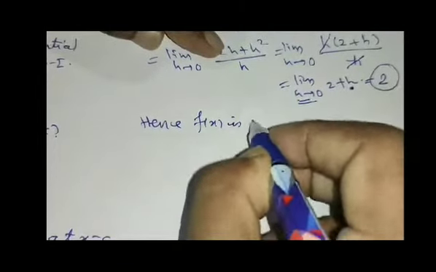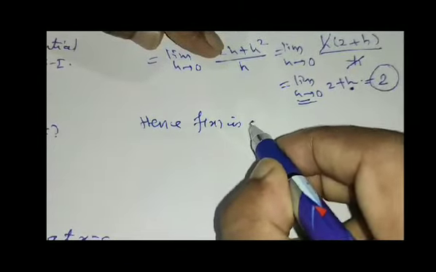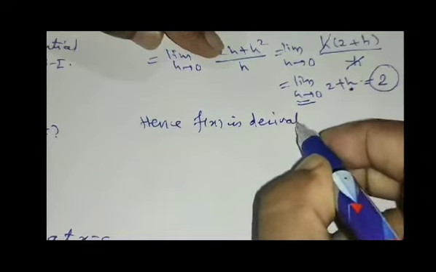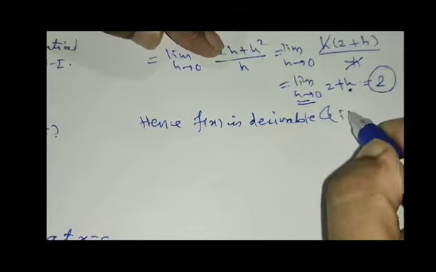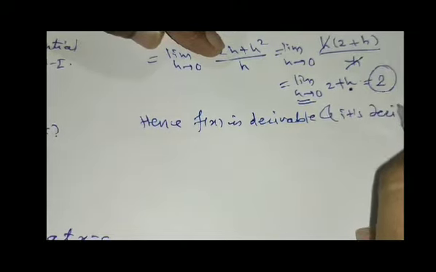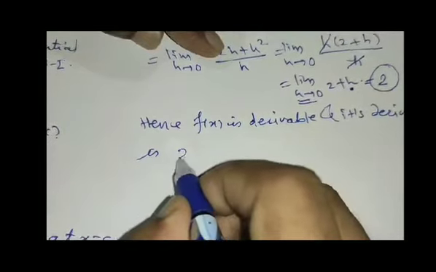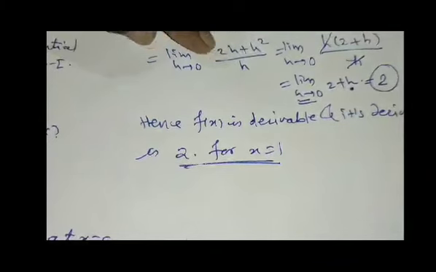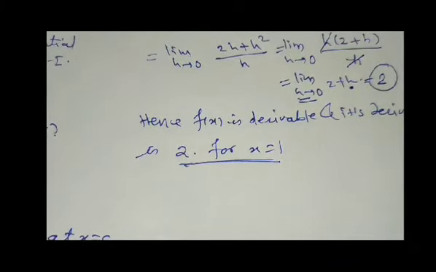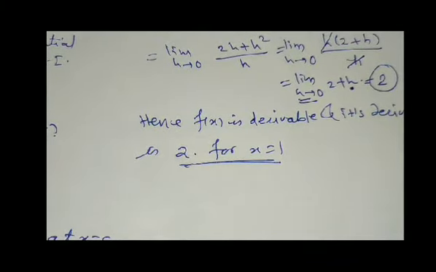and hence f of x is derivable, and its derivative is 2 for x is equal to 1. So the derivative of the function is 2 for x is equal to 1.